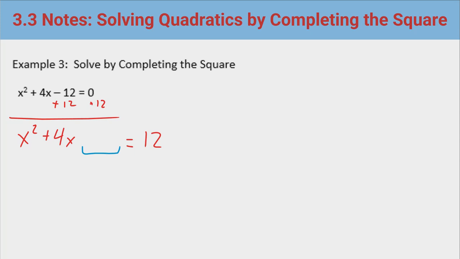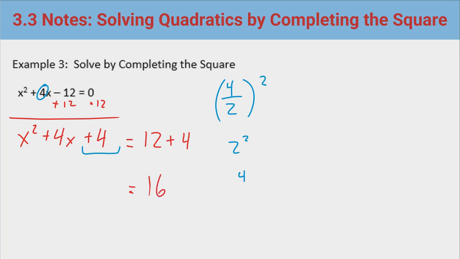And I need to decide what I want to use as a c value. And the note on the previous slide said I take this b value and I divide it by 2, and then I square it. So 4 divided by 2 is 2. 2 squared is 4. So I want to add a 4 here. That makes the left side of this equation a perfect square. And then just with that concept of if I added 4 to one side of an equation, I have to add 4 to the other side of the equation.